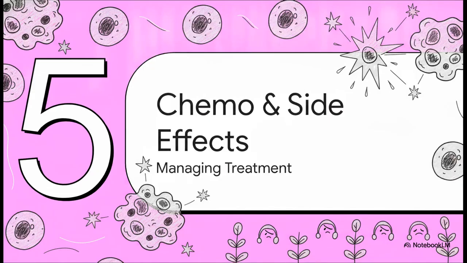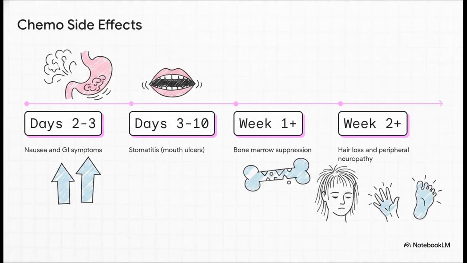Finally, let's wrap up with long-term management in Section 5, chemotherapy and side effects. The thing about chemotherapy is that it targets fast-dividing cells, but it can't tell the difference between a cancer cell and a healthy cell. This timeline is an invaluable roadmap for anticipating those collateral side effects. Because the GI mucosa is hit first, on days 2 and 3, you can expect severe nausea. From days 3 to 10, the lining of the mouth breaks down, causing stomatitis or mouth ulcers. Past week 1, we enter the critical phase of bone marrow suppression, and by week 2, we see the classic signs of hair loss and peripheral neuropathy.